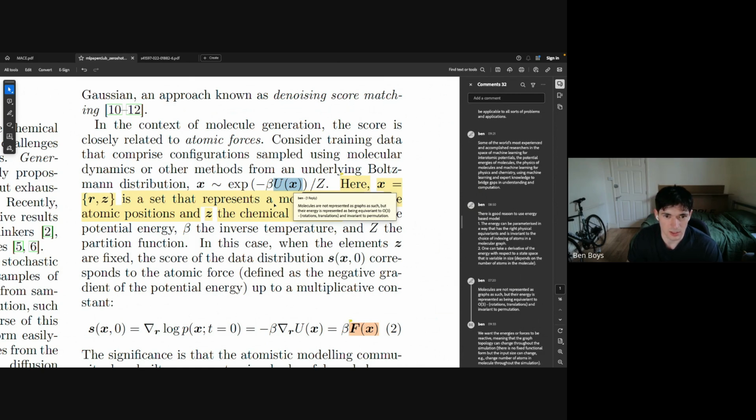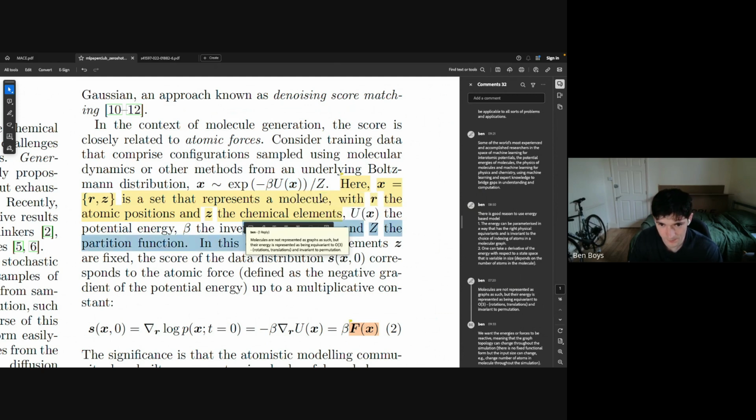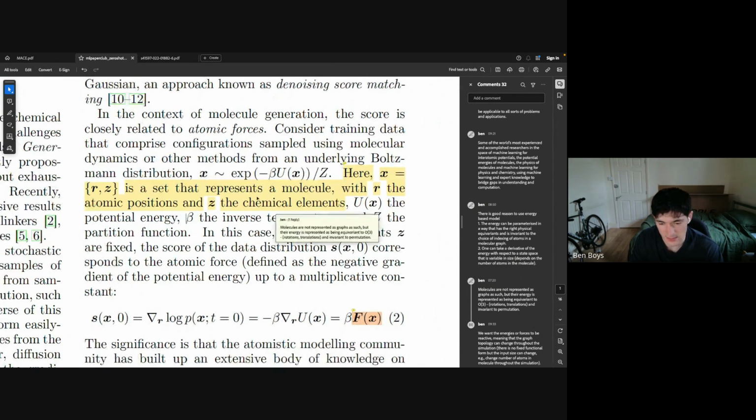And so molecular dynamics will sample from this Boltzmann distribution, where X represents the state, and the state is the set that represents a molecule, with R the atomic positions and Z the chemical elements. So Z could be an array of one hot vectors representing chemical elements and maybe their charge.